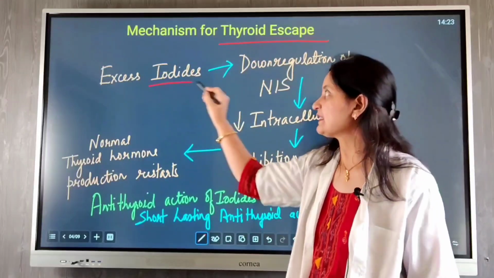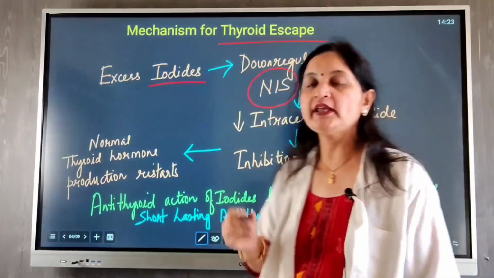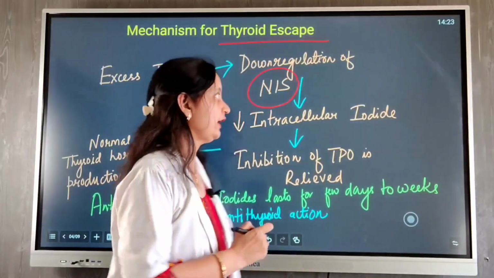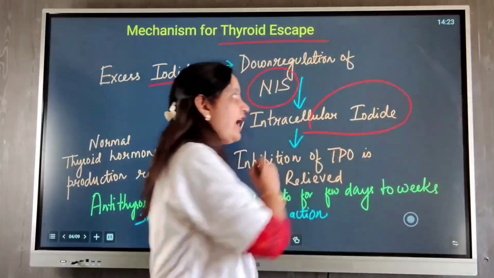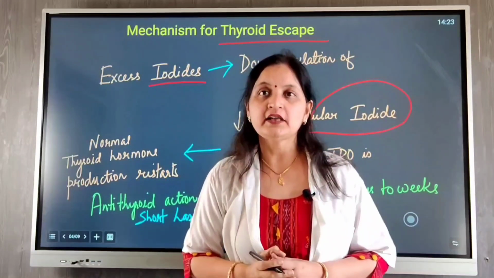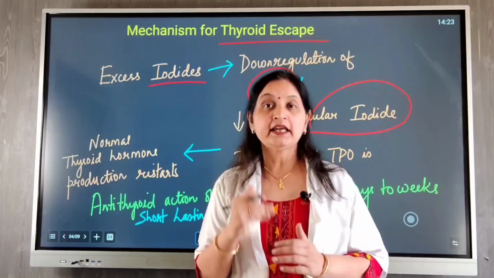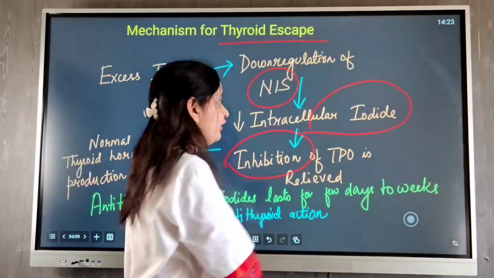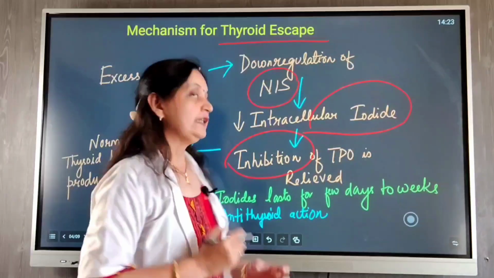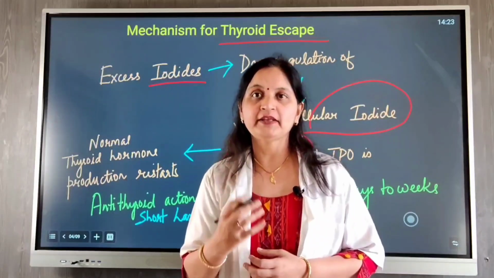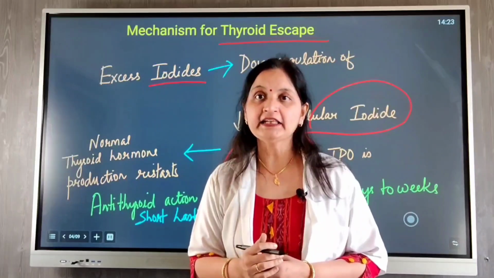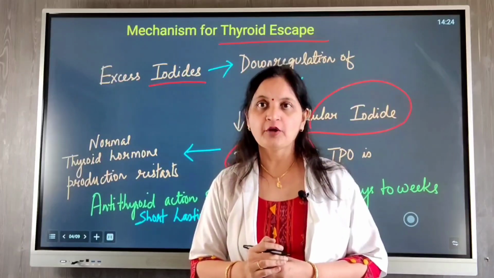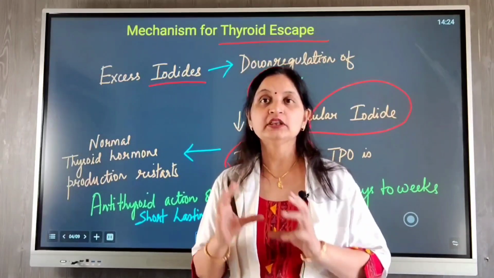In presence of excess iodides, there is down-regulation of sodium iodide symporter, and because of this, there is a decrease in the intracellular iodide concentration. And once the intracellular iodide concentration normalizes, the inhibitory action on thyroperoxidase enzyme is lost. The thyroperoxidase enzyme is relieved from the inhibitory action and is once again activated, and thyroid hormone production resumes. There is restart of thyroid hormone production, and this leads to thyroid escape.